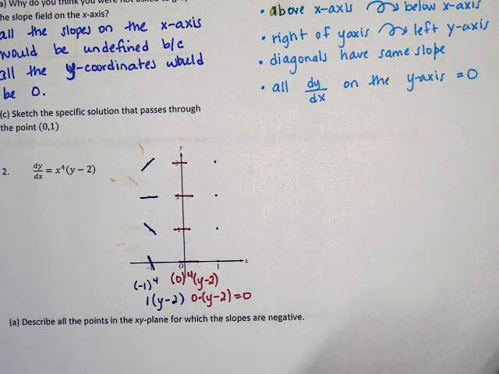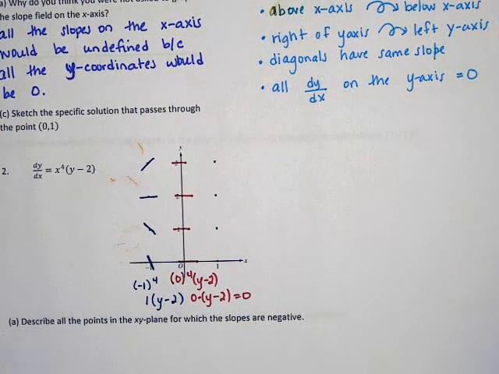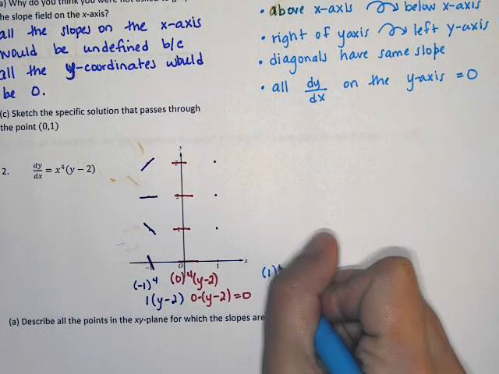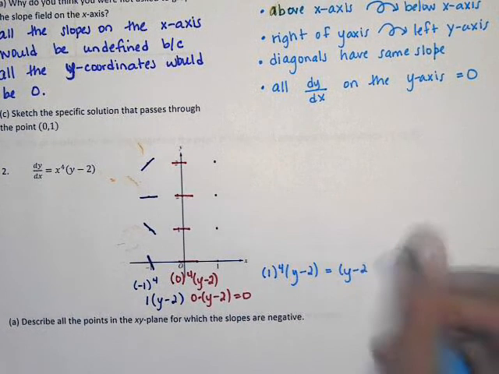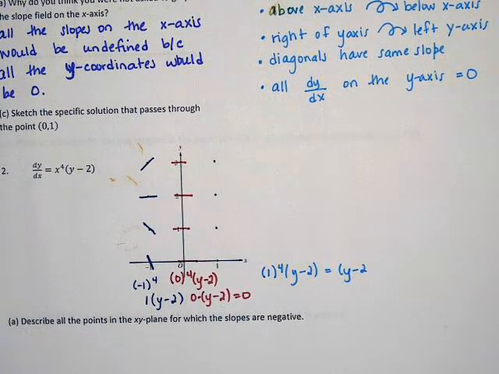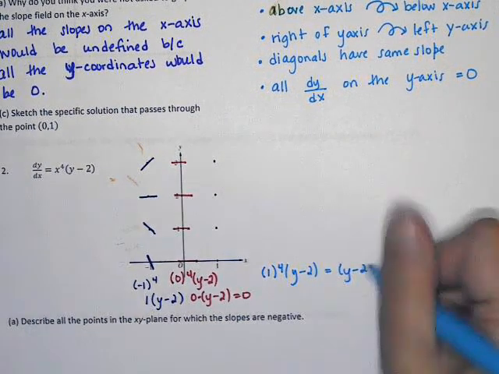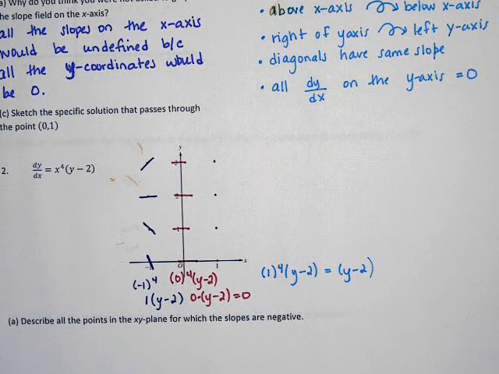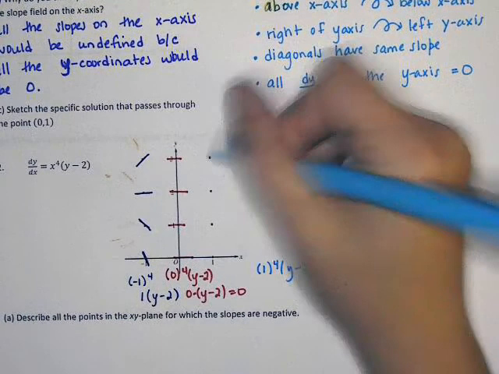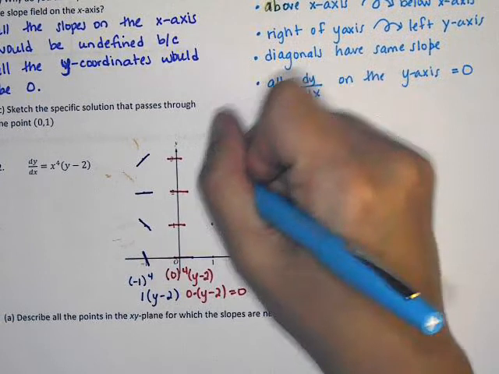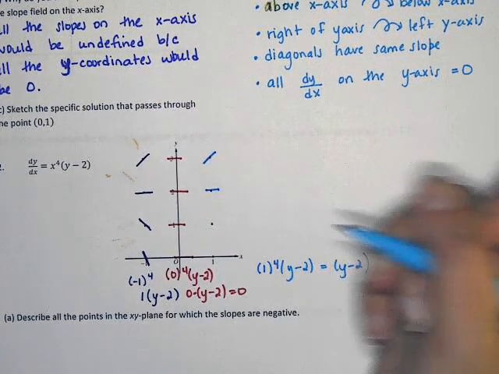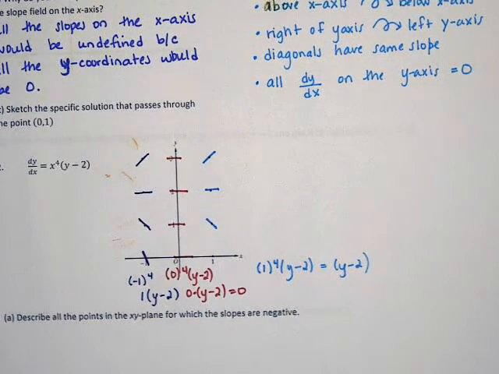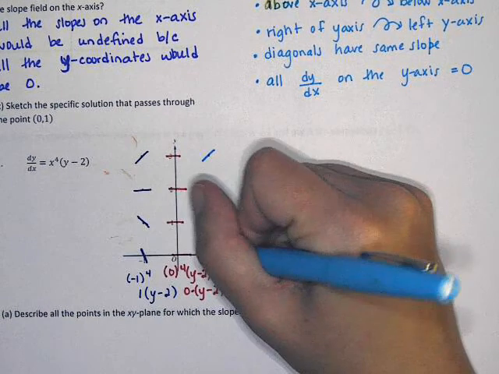In the last column, all the x values are positive 1. Now positive 1 to the 4th times y minus 2 would just be y minus 2. So again, in this column, all the slopes are going to be the y value minus 2. So 3 minus 2 is positive 1. 2 minus 2 is 0. 1 minus 2 is negative 1. And 0 minus 2 is negative 2. And that's what my slope field looks like.